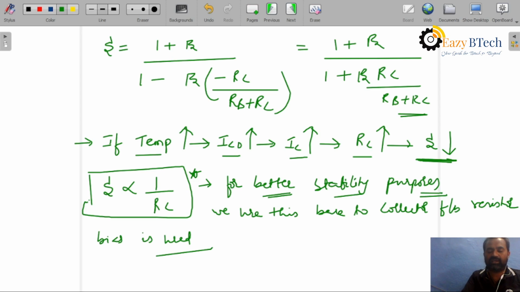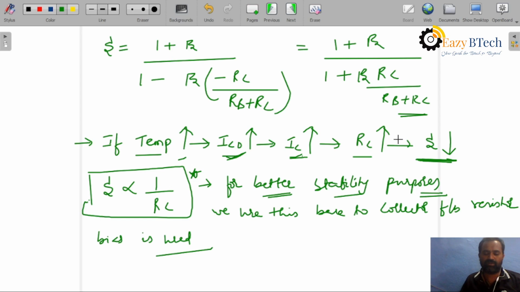Okay. Now you can clearly study here: as the temperature increases, reverse saturation current IC naught increases, IC increases, RC increases, but the stability factor will decrease because the stability factor is inversely proportional to the collector resistance. This technique is used for better stability. As the stability factor decreases, automatically this circuit will become more stable.